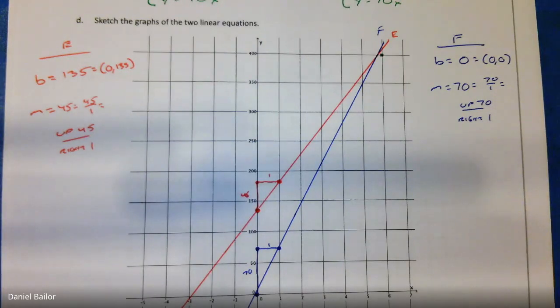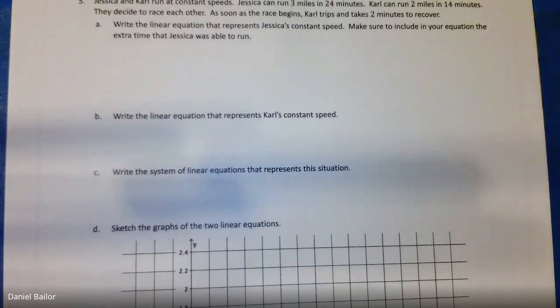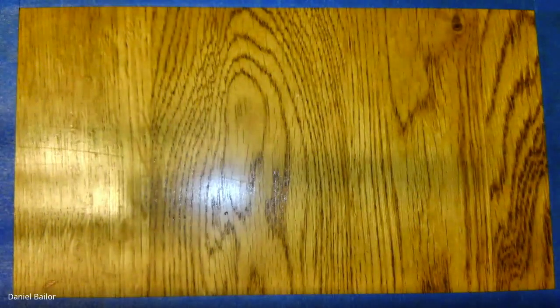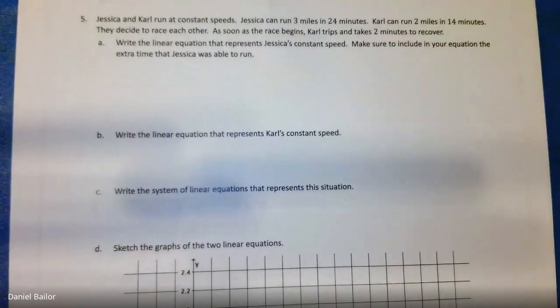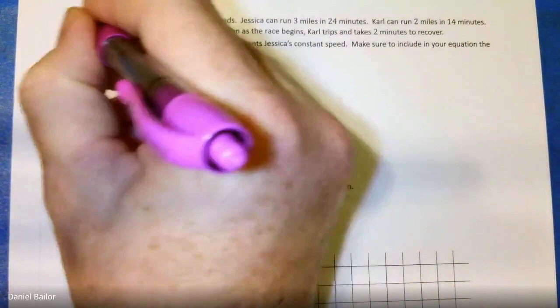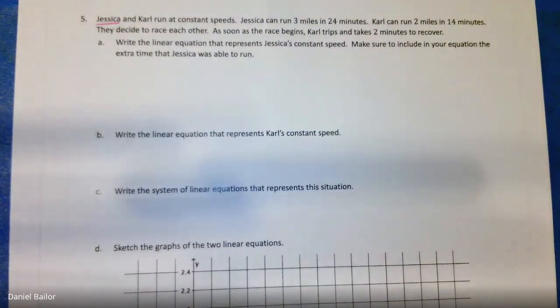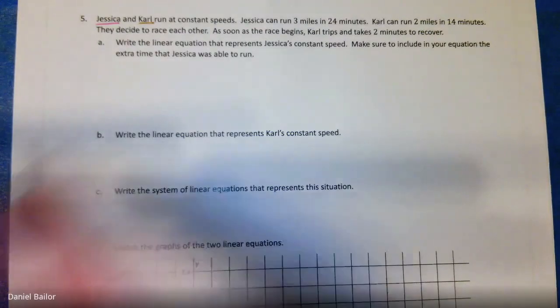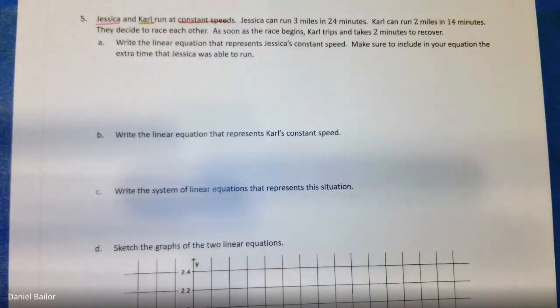But let's do another example. Let's go to page 298 and we'll talk about Jessica and Carl. I believe Jessica and Carl are our last exercise. Jessica and Carl run at constant speeds, and good news, that means we can do linear equations for this.